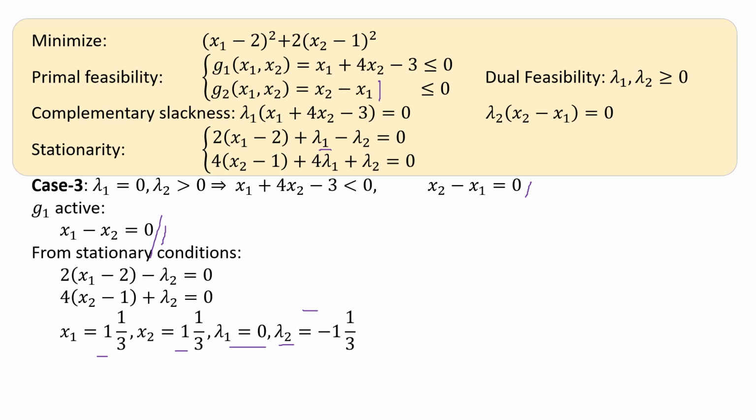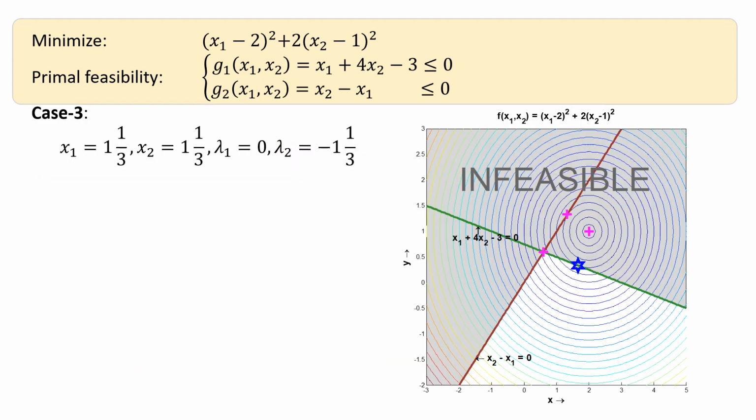So lambda 2 is negative, but dual feasibility says that lambda 1 and lambda 2 both have to be greater than or equal to 0. So feasibility is violated. Let's look at it geometrically. This is what we got. And obviously it's in the infeasible region. x1 is 1.33 and x2 is also 1.33 at this point.